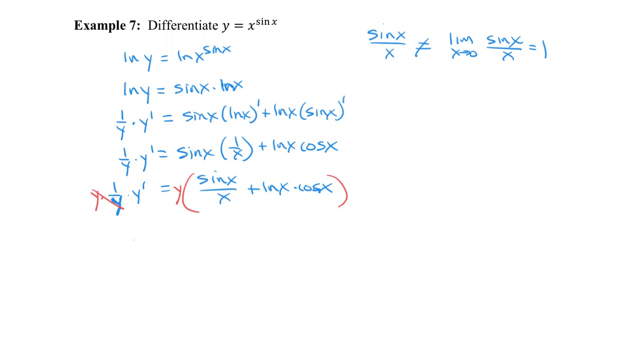And then we will get y prime equals x raised to the sine of x times sine of x over x plus natural log of x times cosine of x. And that is our answer.